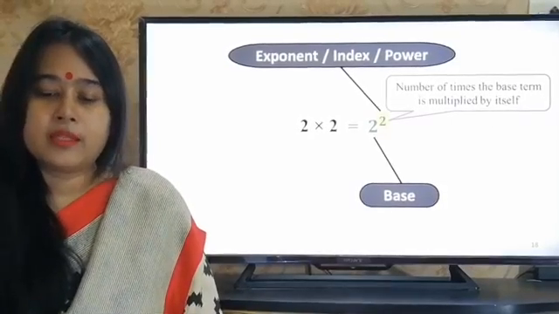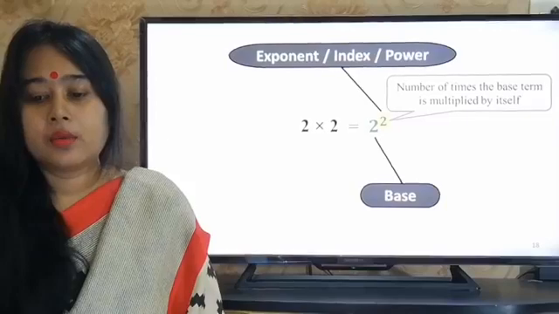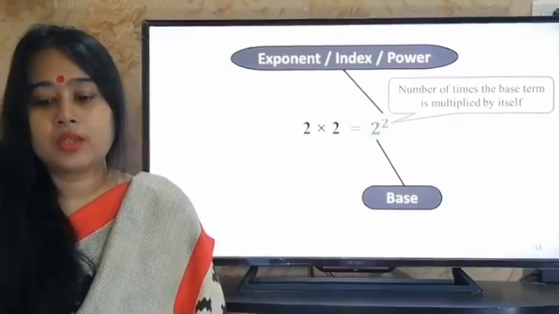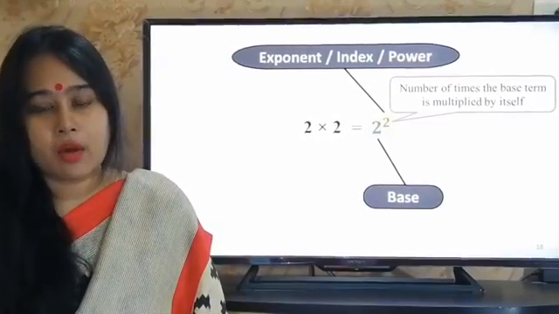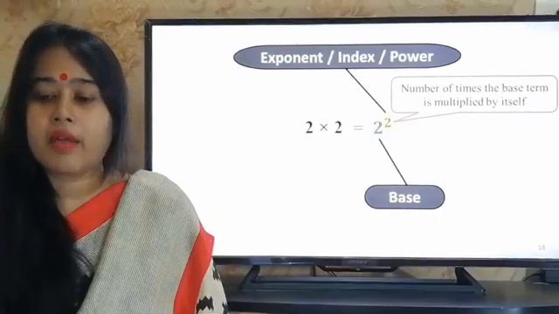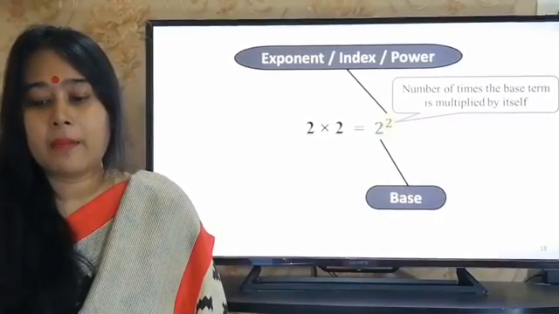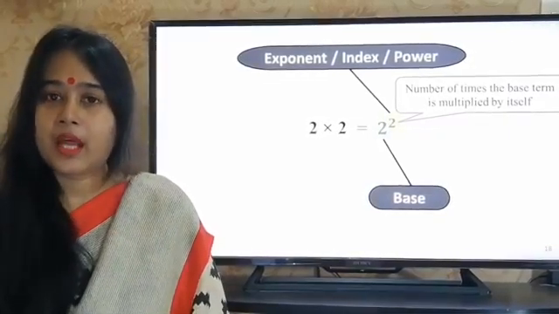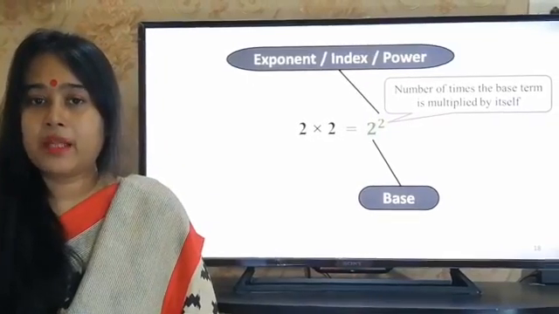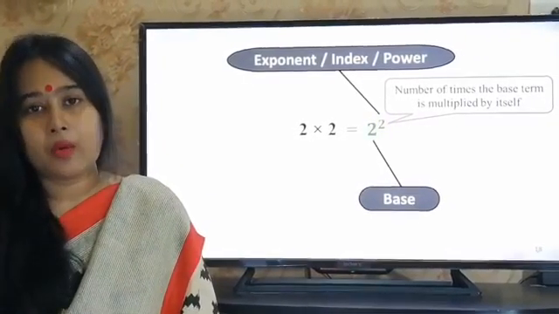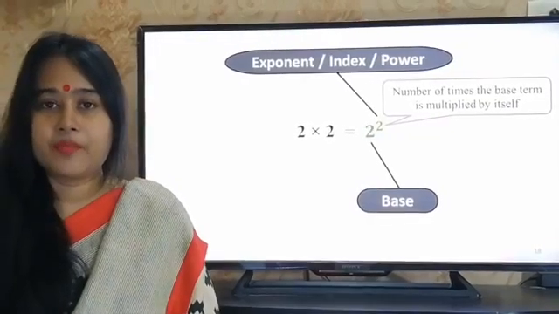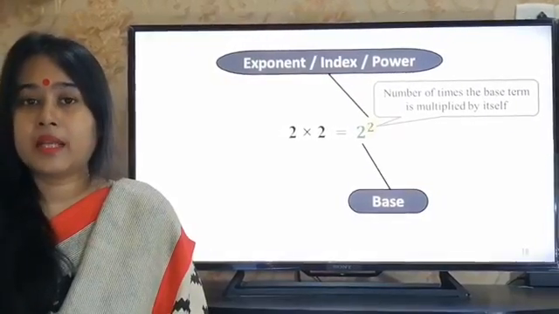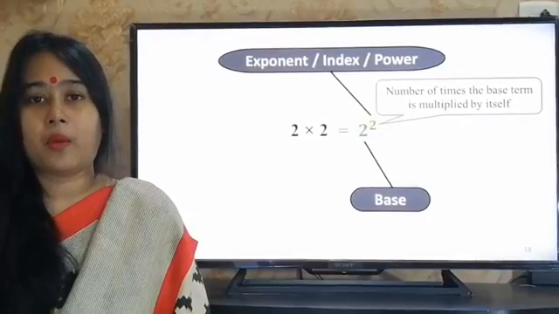Okay, so what is the base here? The base is 2. The base term is multiplied by itself how many times? 2 times. So the 2 at the upper right corner is called the index or exponent, and the number that is multiplied by itself is called the base. So I guess you have now understood what the base and the index or power or exponent are. There are two important things you have to understand: what is the base and what is the index or power.